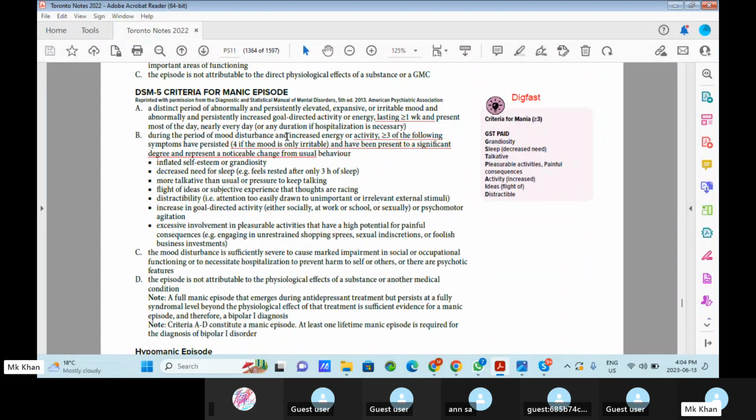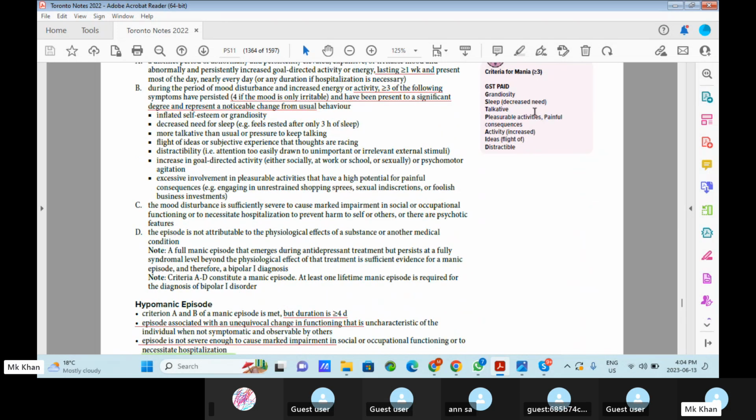So the second criterion is that during the period of mood disturbance and increased energy or activity, three or more of the following have persisted, or four if the mood is only irritable. So if the mood is only irritable, then four symptoms should be present. Otherwise, three or more of the following symptoms are present to a significant degree and represent a noticeable change from usual behavior. These are all the symptoms that we have just studied: inflated self-esteem, grandiosity, decreased need for sleep, more talkativeness, flight of ideas, and all these.